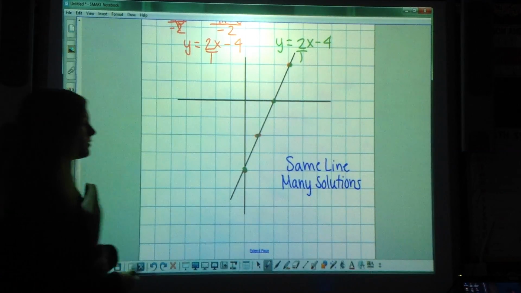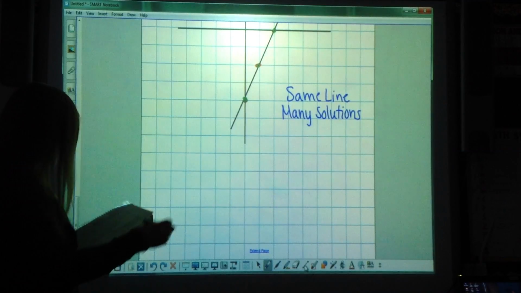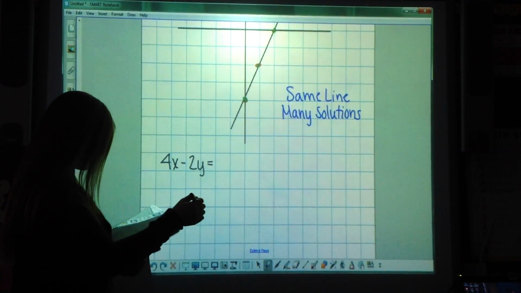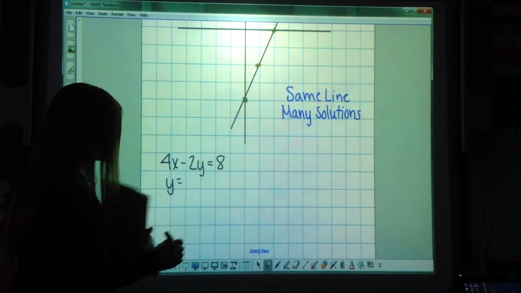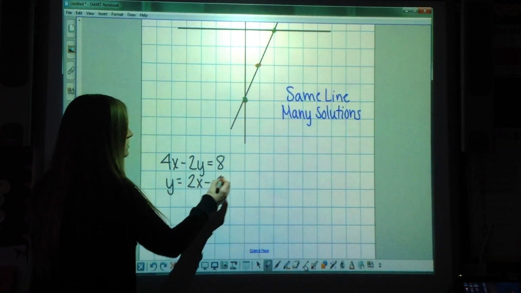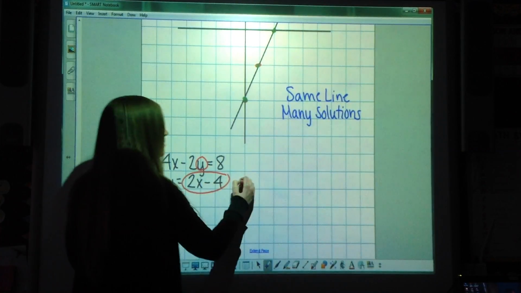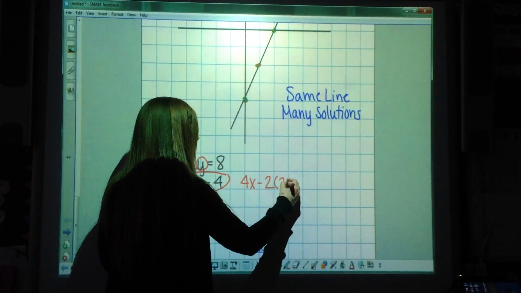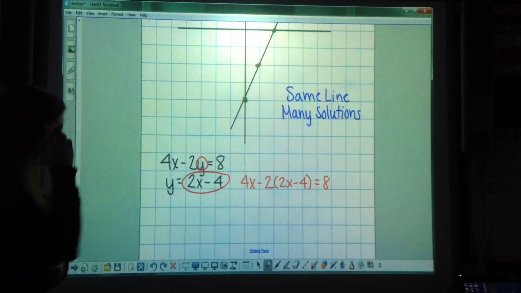But what does that look like if you use substitution or elimination? Let's take a look. We have 4x minus 2y equals 8, and y equals 2x minus 4. Well, this is a nice problem for substitution because y is already solved for. I'm going to plug it into the other equation. 4x minus 2 times this quantity equals 8.